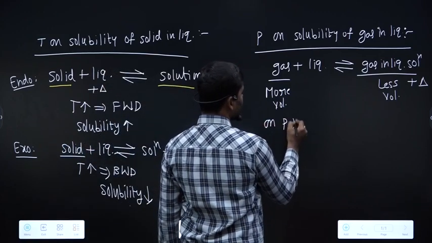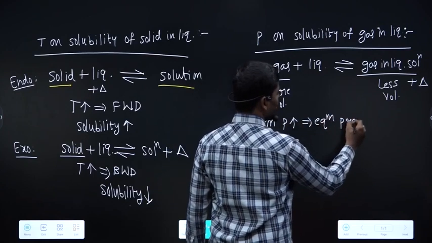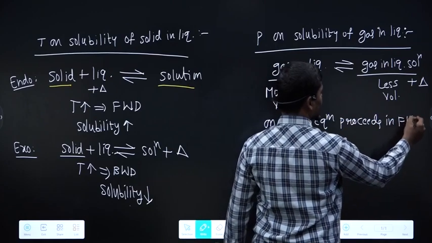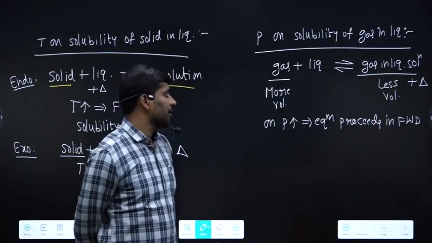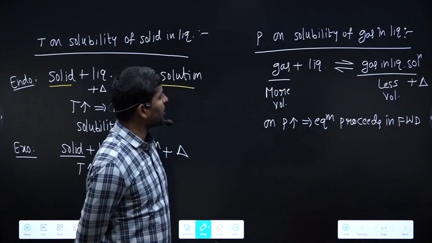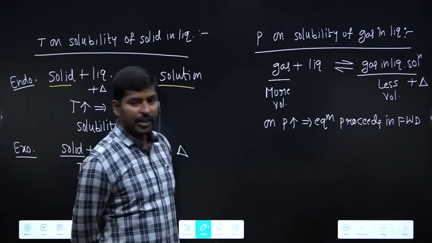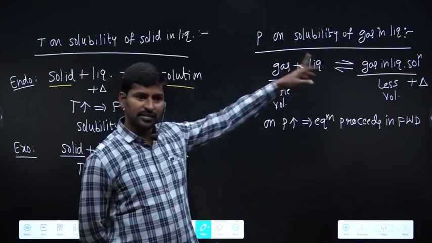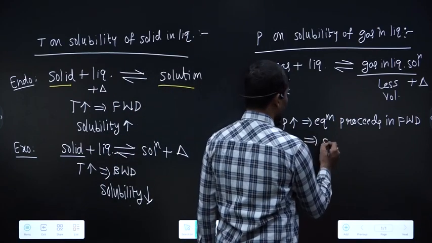So on increasing pressure, equilibrium proceeds in which direction? Equilibrium proceeds in forward direction, the direction where volume decreases. Forward direction means more amount of gas is dissolved in the liquid. That means solubility increases.